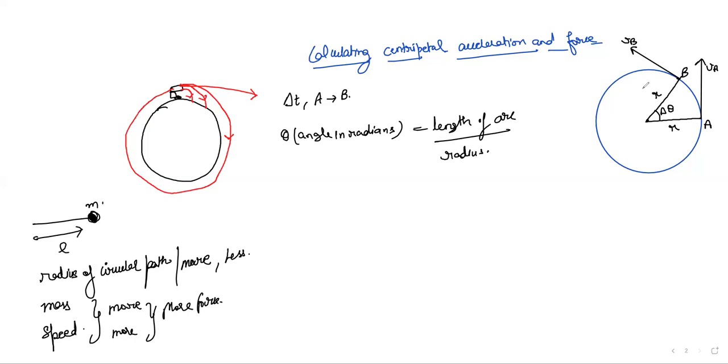Now, if I draw this vector triangle here, this is VA, this is VB. Let me correct this. Since we are saying that the magnitude of the speed will not change, and in a vector the magnitude is represented by length, we will keep the length the same. This will be VA, this will be VB, and this will be the change, that is delta V.